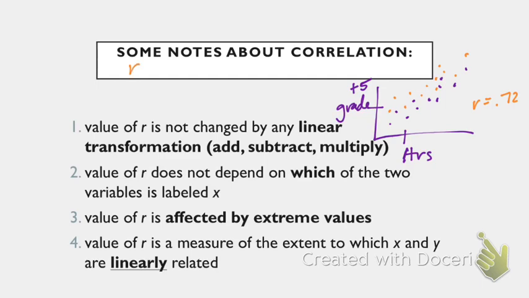Because it's the relationship between the points themselves. The points are still just as close together as they were before. Or if I subtracted 5 points from everyone's grade, same thing. Or if I multiplied everybody's grade by 2, it would not change.